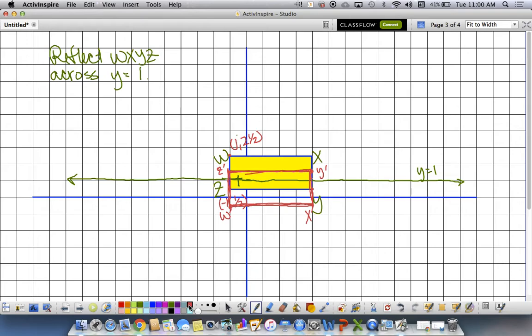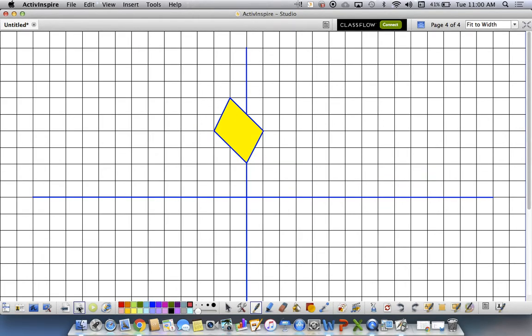Okay, one more line that we're going to reflect across. I've got one more up here. And I'm going to go ahead and give it a name and coordinates. So A, B, C, and D. A is at 0, 2.